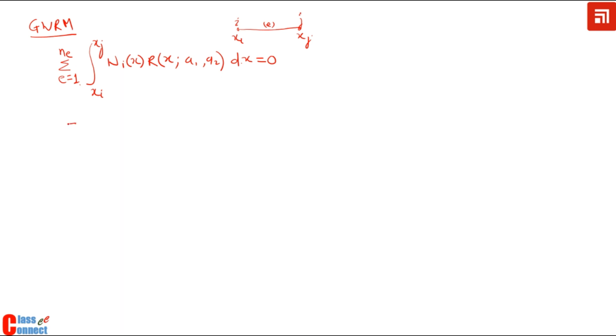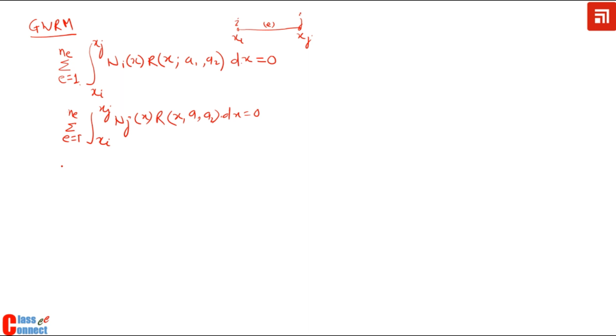So for the second node, for element number 1 to ne, the other part will remain the same, xi, xj, Ni will be replaced with Nj because we are applying this on the second node of the first element. The residual will remain the same, dx is equal to 0.